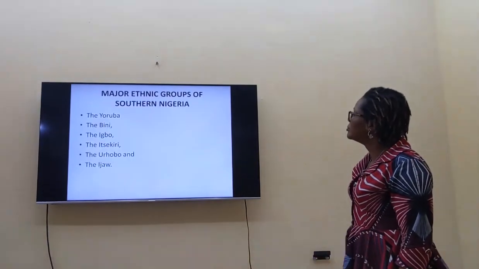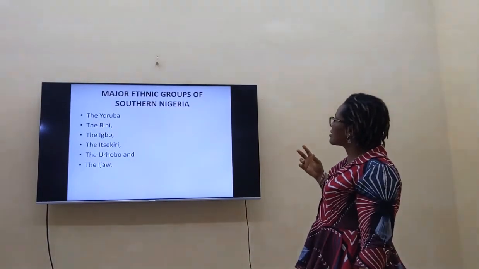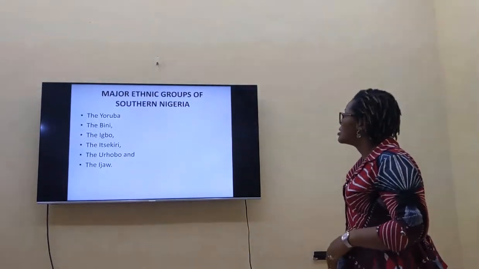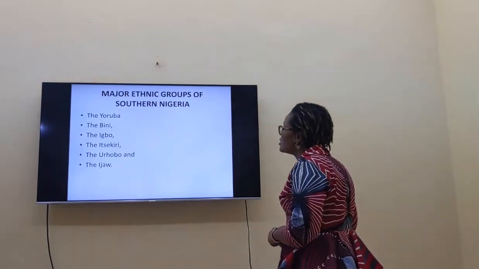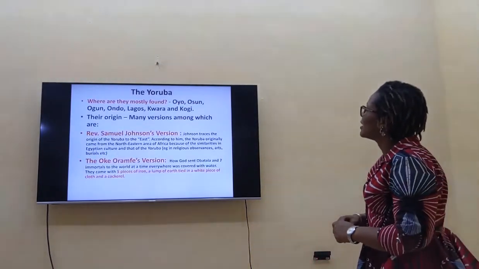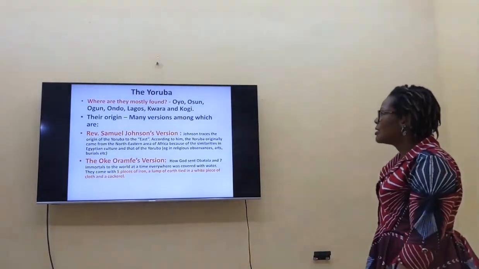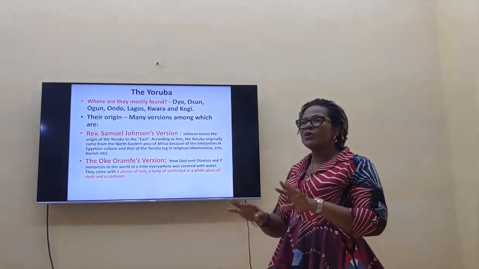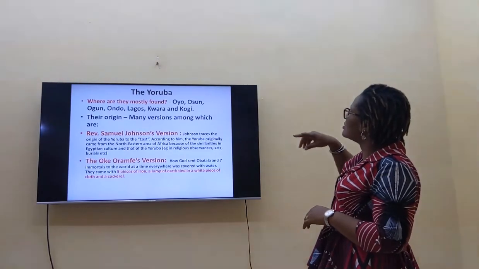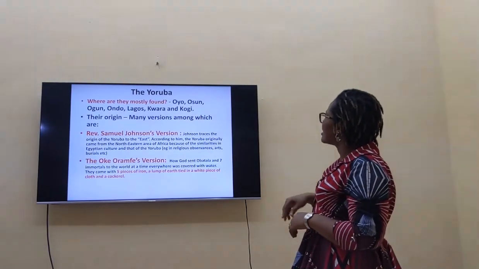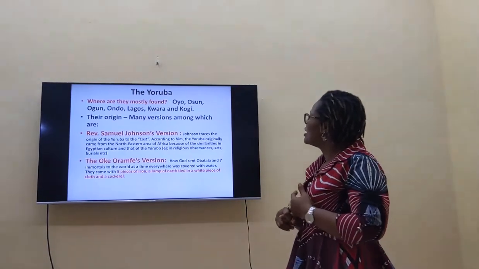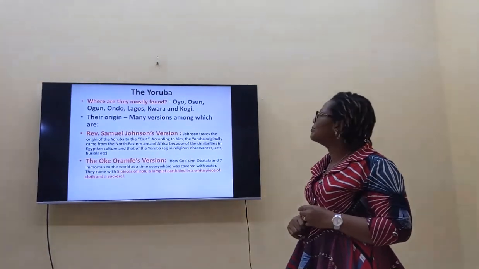Go to the next slide. Now we have the major ethnic groups in southern Nigeria. They are the Yoruba, the Benin, the Igbo, the Itsekiri, the Urhobo, and the Ijaw people. Who are the Yoruba? Where are they mostly found? In Nigeria, we don't find Yoruba people all over the country, but they are mostly found in some states, and these states are Oyo, Osun, Ogun, Ondo, Lagos, and Kogi states.